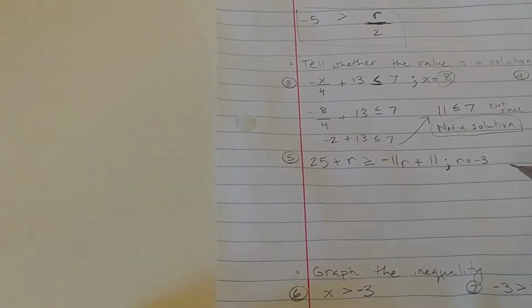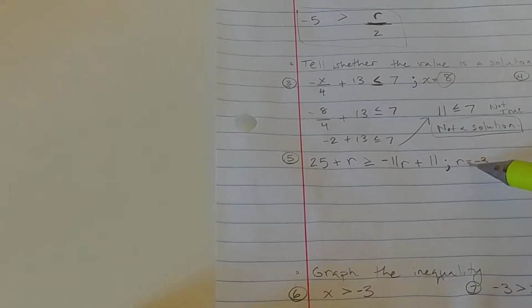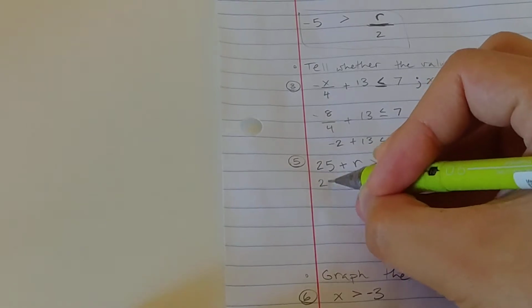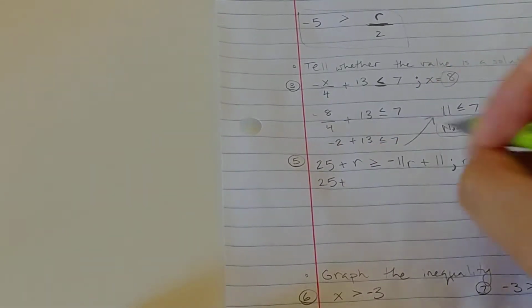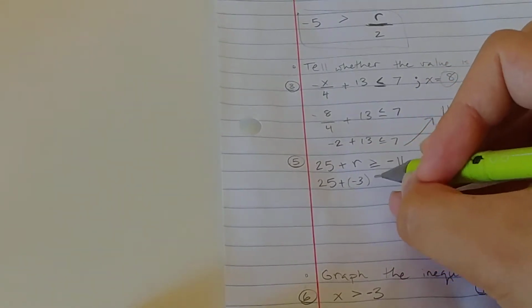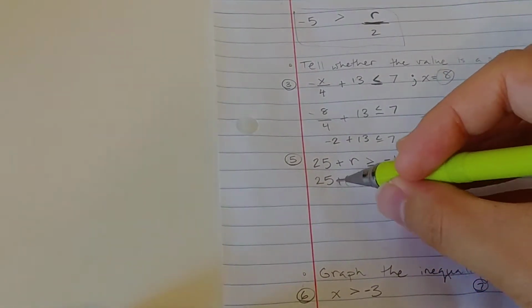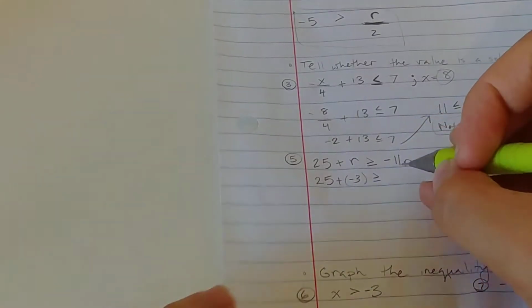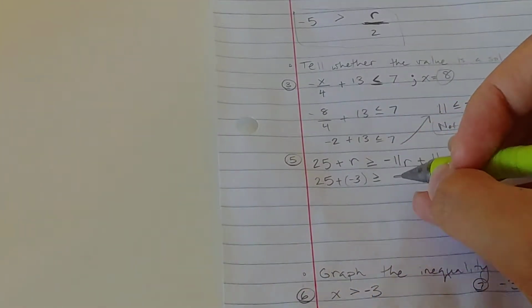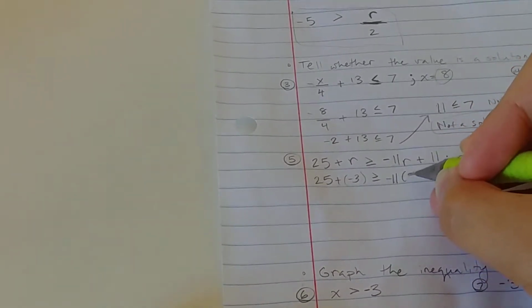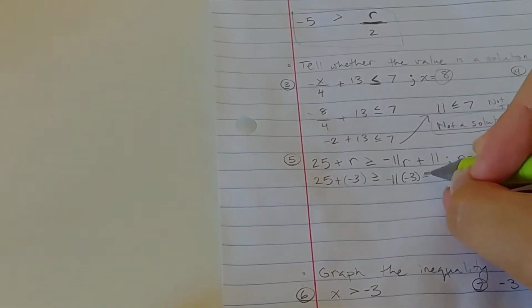25 plus r is greater than or equal to negative 11r plus 11, and r is equal to negative 3. Let's try. So 25 plus negative 3 is greater than or equal to, and I'm putting parentheses around the negative 3 because there's a plus sign. I don't want it to get confused. So it's eventually going to become negative, or minus 3. Okay. And negative 11 times negative 3 plus 11.